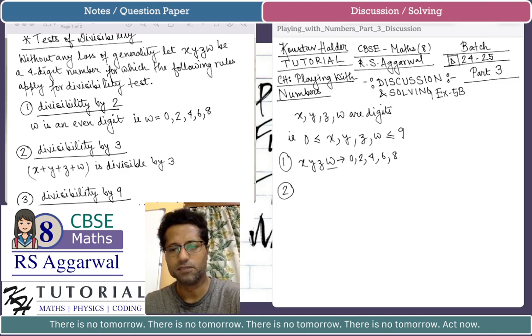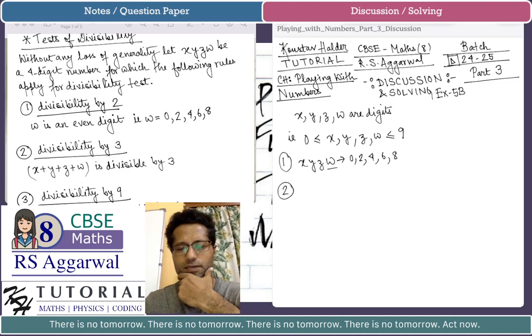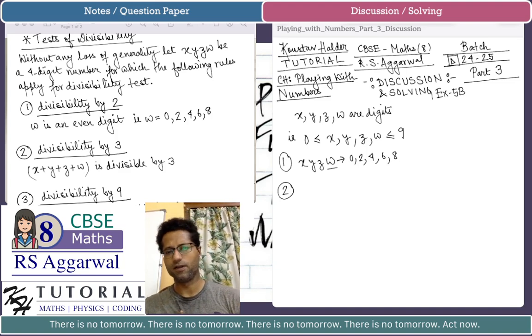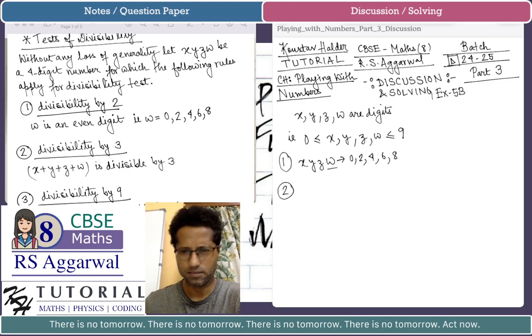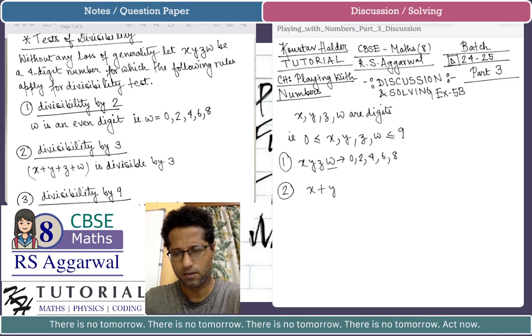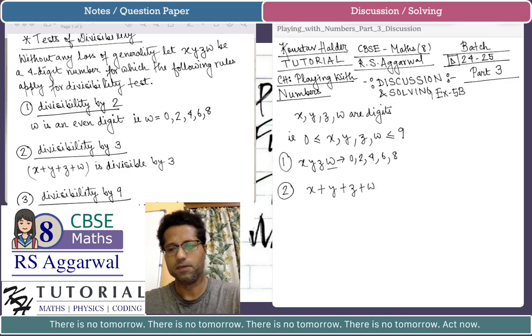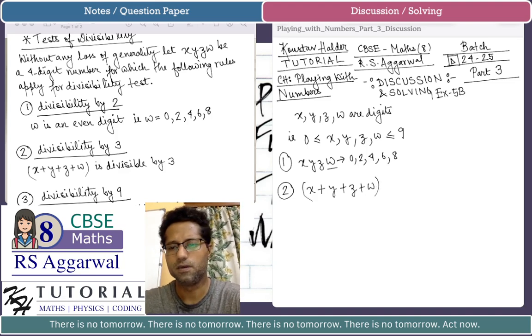Divisibility by 3. Now, divisibility by 3 is that the sum of all the digits of a given number must be divisible by 3. Then only we can say that the given number is divisible by 3. So, since we are considering the given number to be a 4-digit number XYZW, the sum of the digits, X plus Y plus Z plus W, must be divisible by 3.